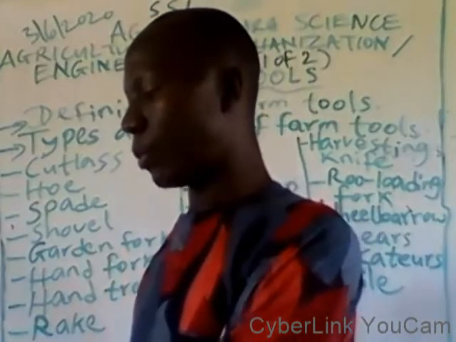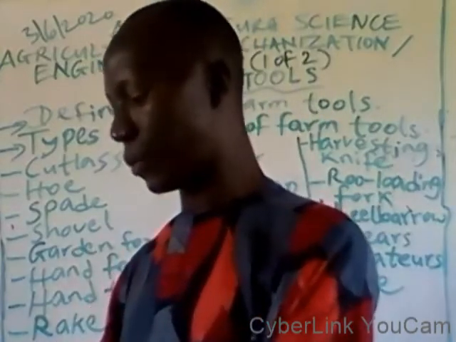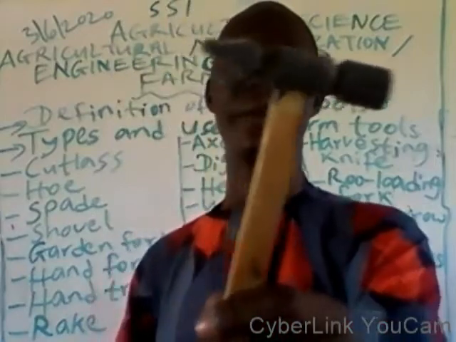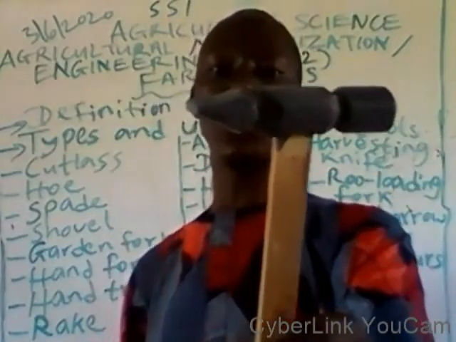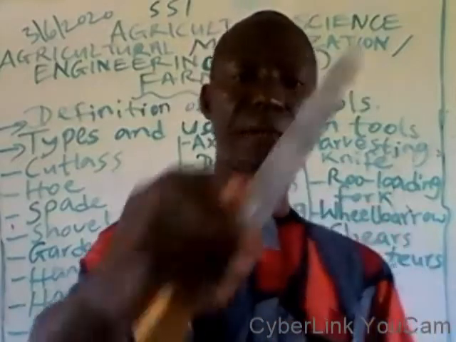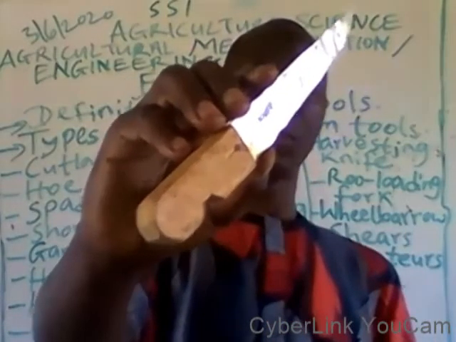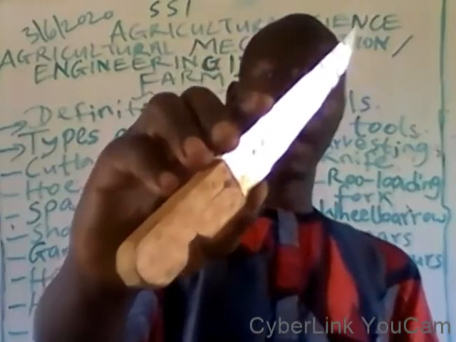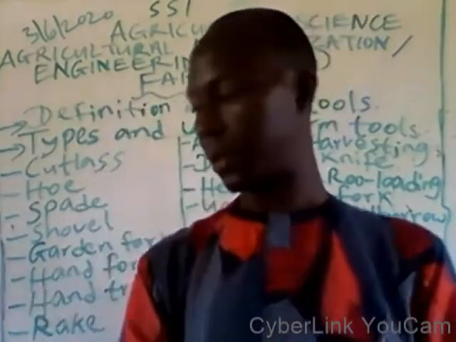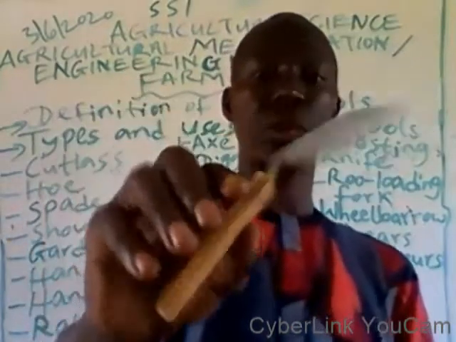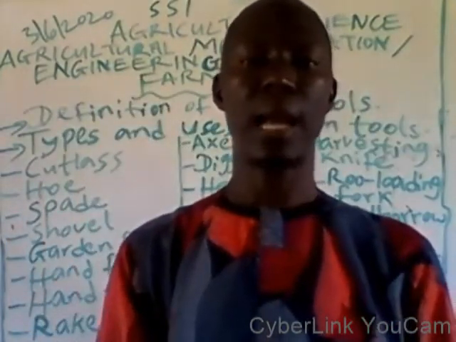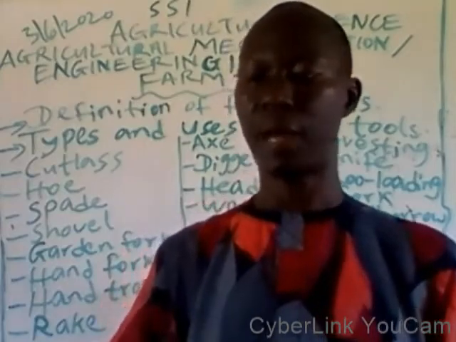Other examples of farm tools that we have here are the hammer for driving of nails into the wood material, and the knife for cutting of materials on the farmland. We also have the masonry trowel. The masonry trowel is used for plastering during the construction of a farm shed.